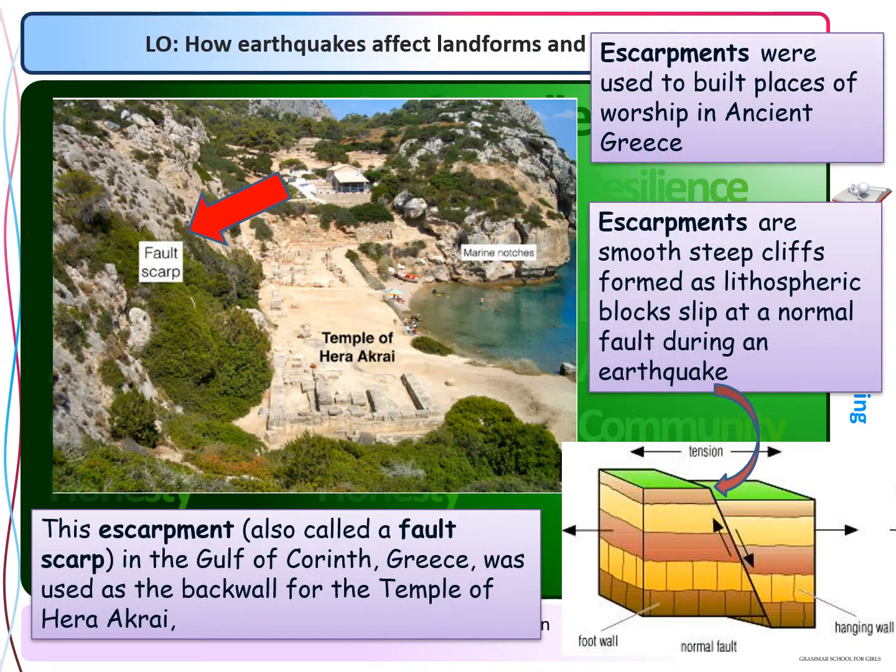So in antiquity, in ancient Greece, escarpments, fault scarps, were used to help build places of worship. Here is the fault scarp. During an earthquake, this cliff and land sort of rose up out of the ground, forming this cliff. You can see here that it was used as the back wall for the temple of Hera Acrae, whatever that is. Nice bit of coastal geography here.